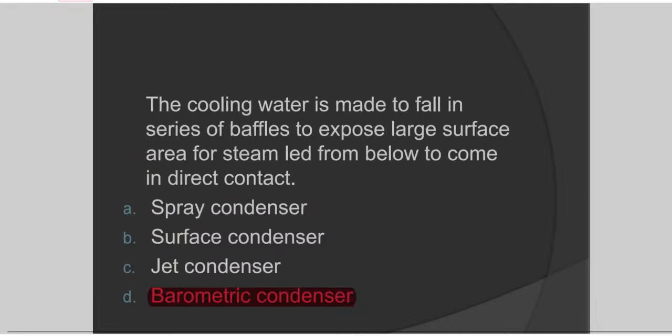The cooling water is made to fall in a series of baffles to expose a large surface area for steam led from below to come in direct contact. A. Spray condenser. B. Surface condenser. C. Jet condenser. D. Barometric condenser.